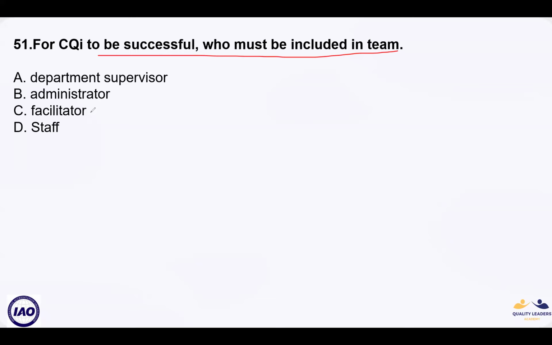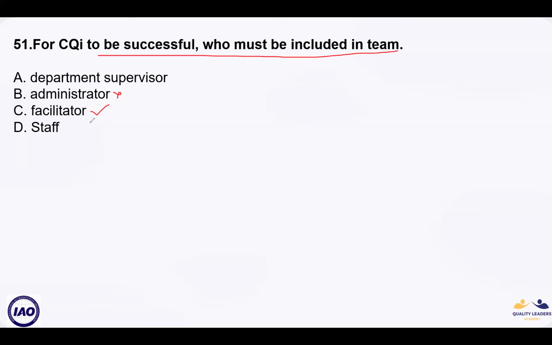Facilitator, yes, the facilitator who knows the CQI process in and out helps keep them on track. He applies the QI methodology. He will help in implementation of the CQI, and hence he is required. Staff, frontline staff know the process, essential contributors, but one of the several required members, right? So in a way, administrator may not be required. It's good to have, but may not be required.